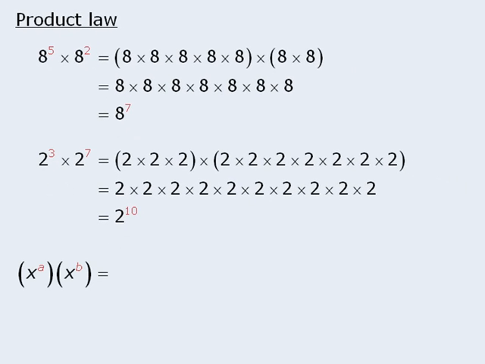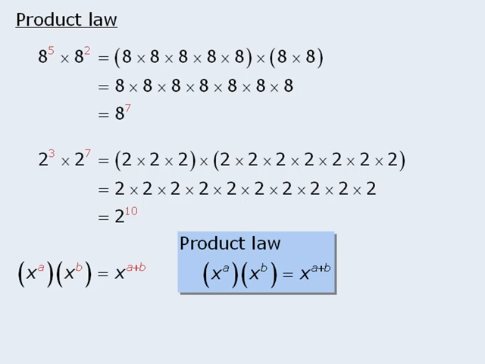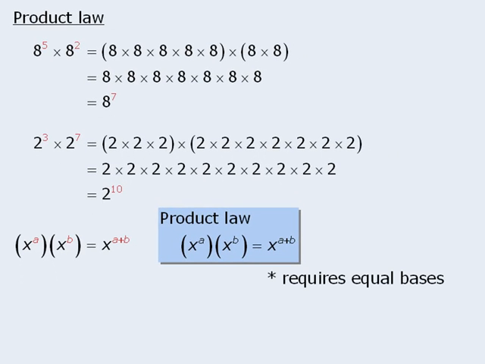To find the product of x to the power of a and x to the power of b, we keep the base the same and simply add the exponents, a plus b. Please note that if we want to apply the product law, the two bases must be the same.